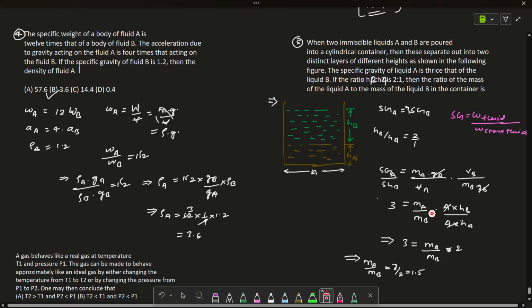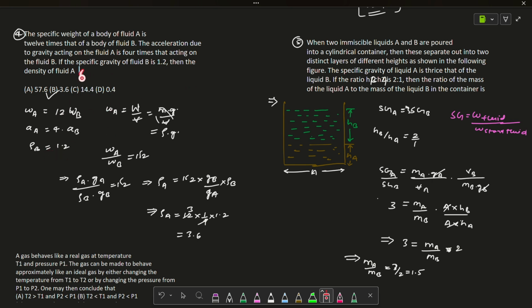Now we will move to question number 4. The question says the specific weight of a fluid A is 12 times the specific weight of fluid B. The acceleration due to gravity acting on fluid A is 4 times that acting on B. That means G of A is 4 times G of B, right? If the specific gravity, that means the density rho of fluid B, is given as 1.2.